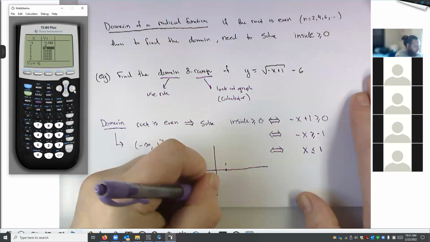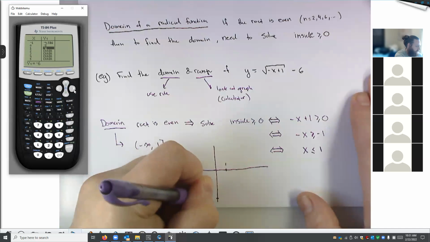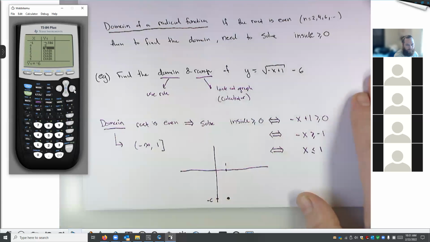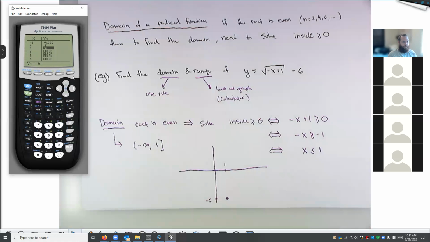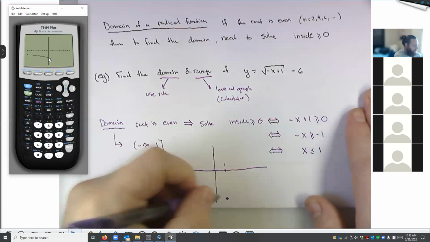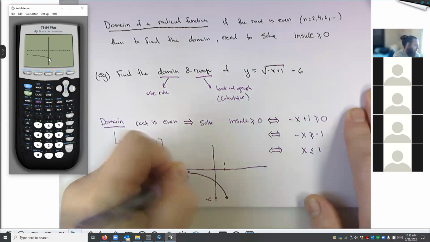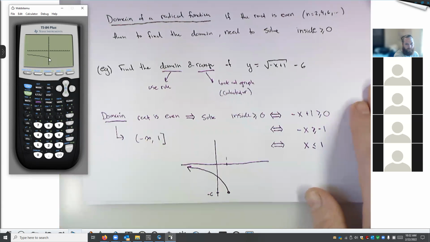So the point to mark down here, when x is equal to 1, is 1 comma -6. And then looking at the picture, we see, oh yeah, it's that square root shape. It's just pointing to the left. And I like to exaggerate these a little bit when I draw them. Something like this.